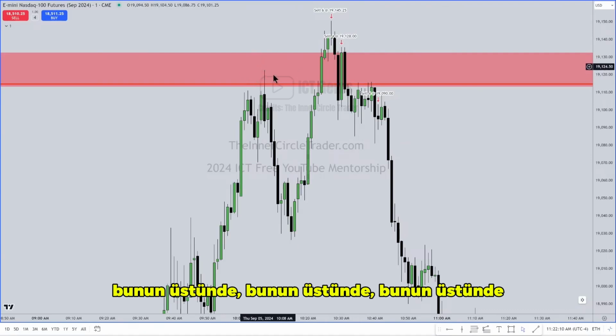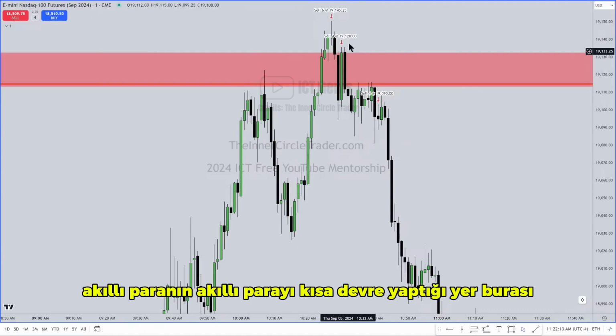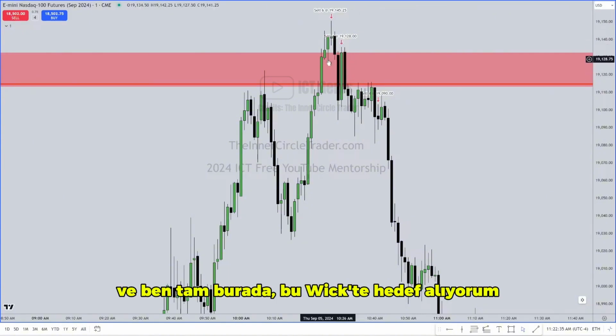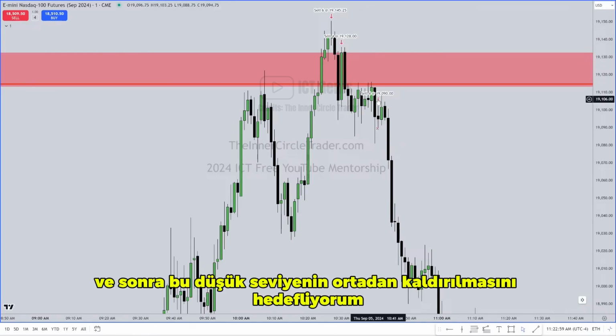Above this high, this is turtle soup. This is where smart money does the smart money short. Low risk sell order block. The high end of that fair value gap. That's what I'm aiming for. And I'm targeting right in here in this wick. And then I'm aiming for this low to be taken out.